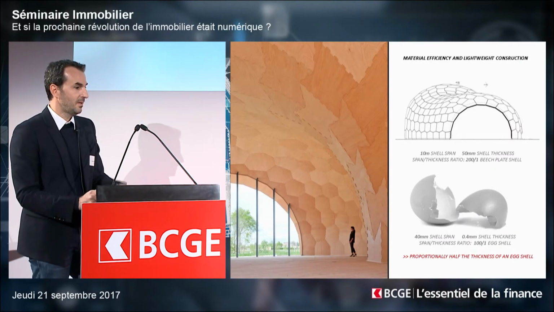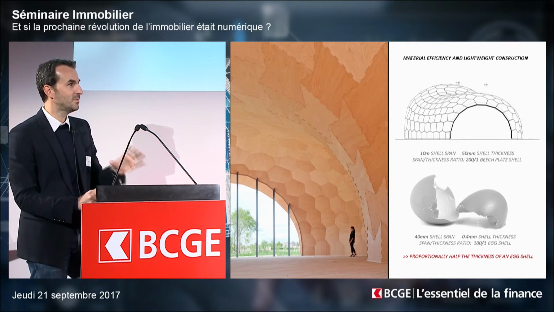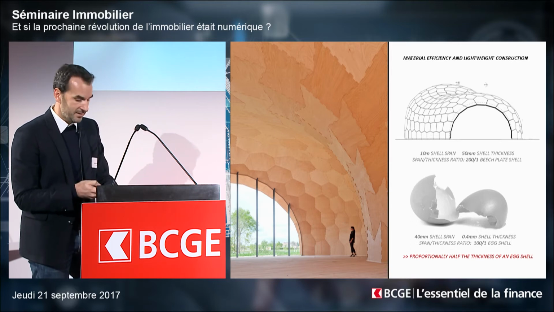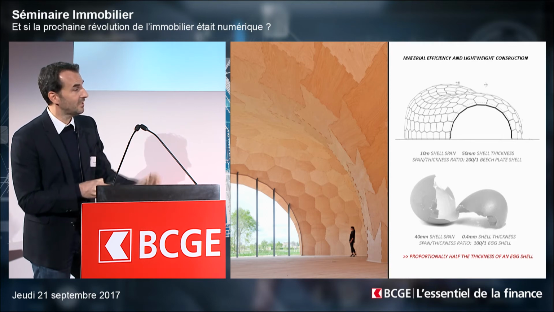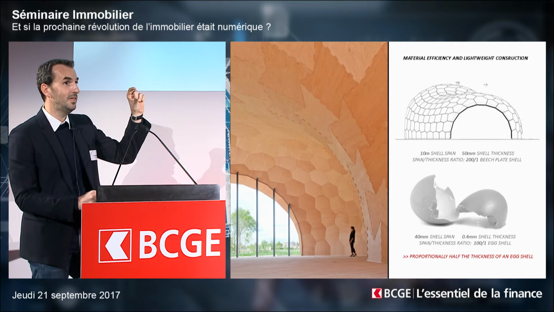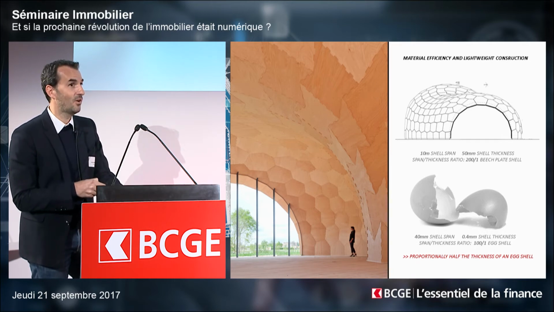And that is possible because the construction principles that we borrow from nature actually lead to a very, very high-performance building. In fact, if you look at the span of the building and the thickness of material, the amount of material that you need, you realize that our timber shell is half the thickness of an eggshell proportionally. So it is a pretty high-performance structure.